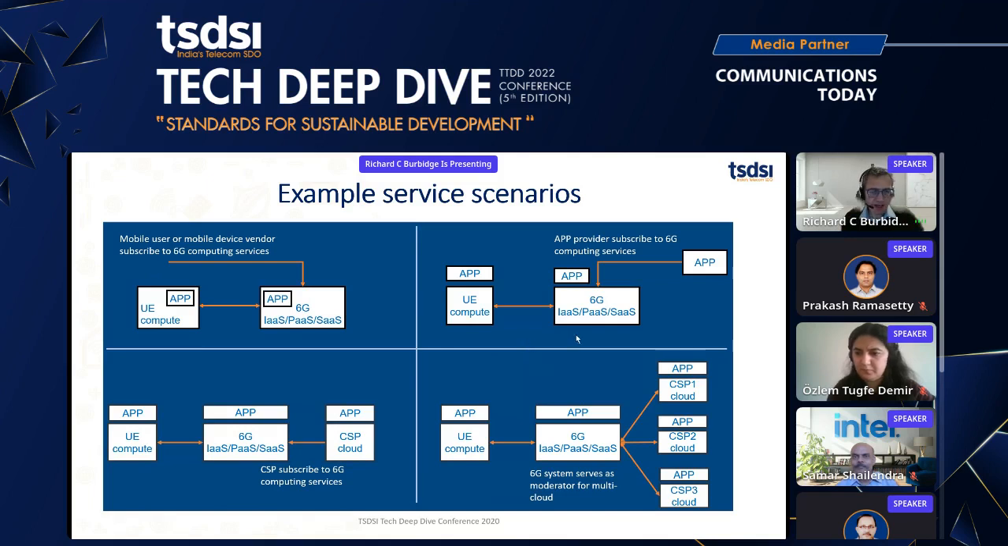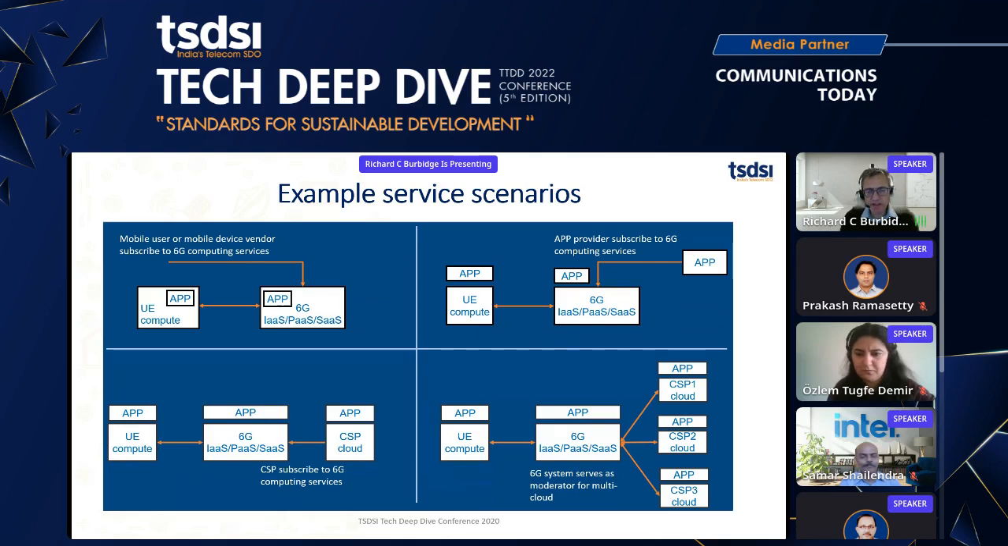So on this slide, I'd like to look at some service scenarios, and what I really mean here is who might be interested in subscribing to these new computing services offered by the 6G system. So the first scenario in the top left, we show a mobile user or perhaps the mobile device vendor subscribing to 6G computing services. The 6G system provides infrastructure, platform, or software services. And the point to observe here is that the application is fully provided by the 6G system itself. In this particular case, there's nothing required from any kind of external cloud.